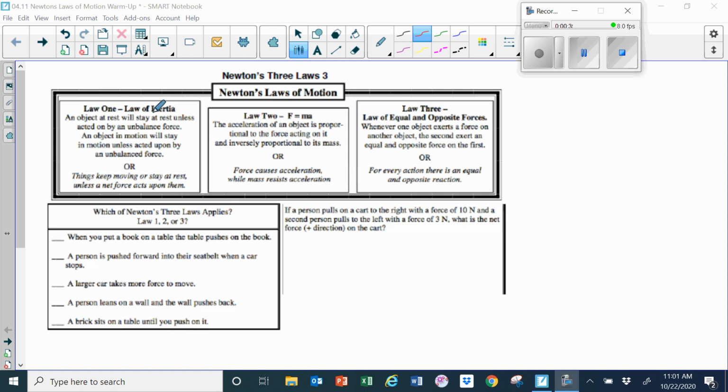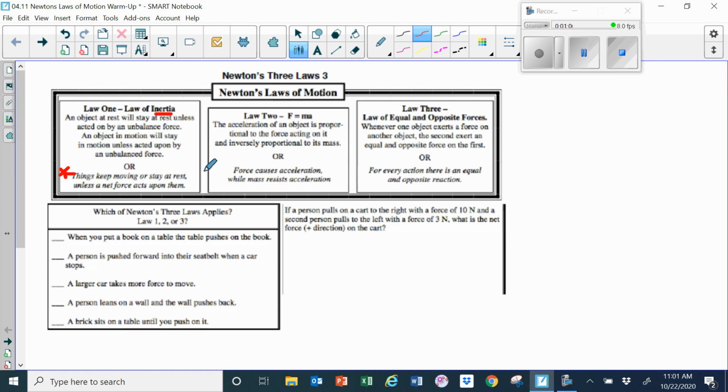So the law of inertia, that's a great way to remember this, is the first law. Basically it says something will stay at rest unless it's acted on by an unbalanced force, and it will stay in motion unless acted on by an unbalanced force. Or the simple way to say it down here is things will keep moving or stay at rest unless a net force acts upon them.